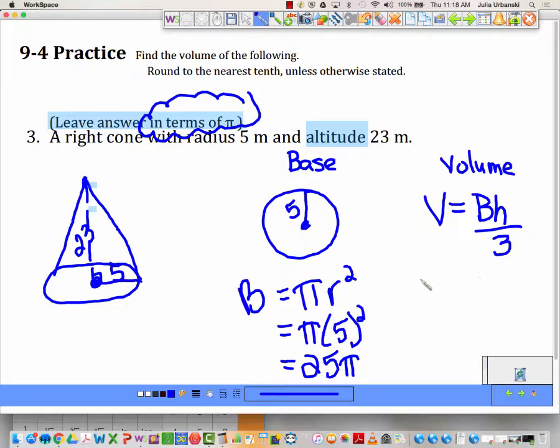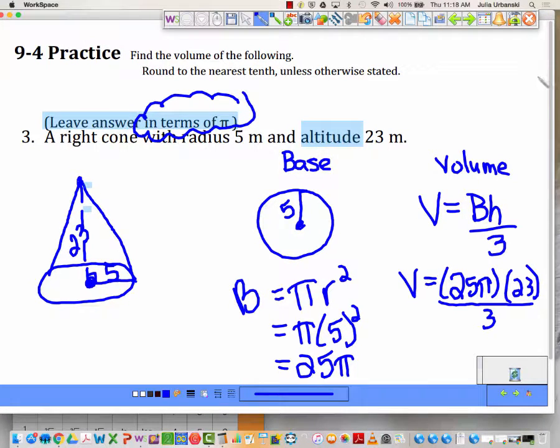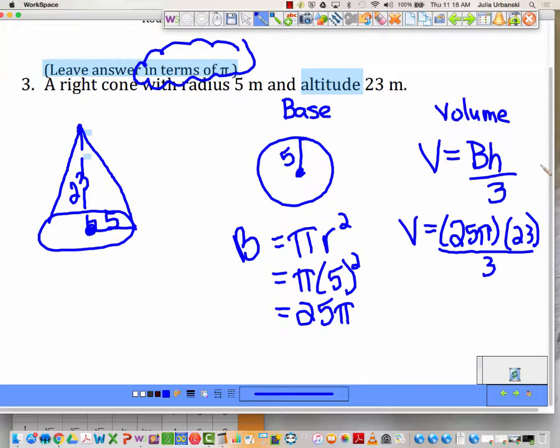Divided by 3. Good. So let's look at the numbers we have. Volume equals base area. Base area we found already: 25 pi. We did that work already. The height. Look at your picture. What's the true height that we need? 23. And then we divide. All right, so please do me a favor and multiply the top first. Tell me what you get. 25 times 24. Don't do the pi yet. 575 pi divided by 3.